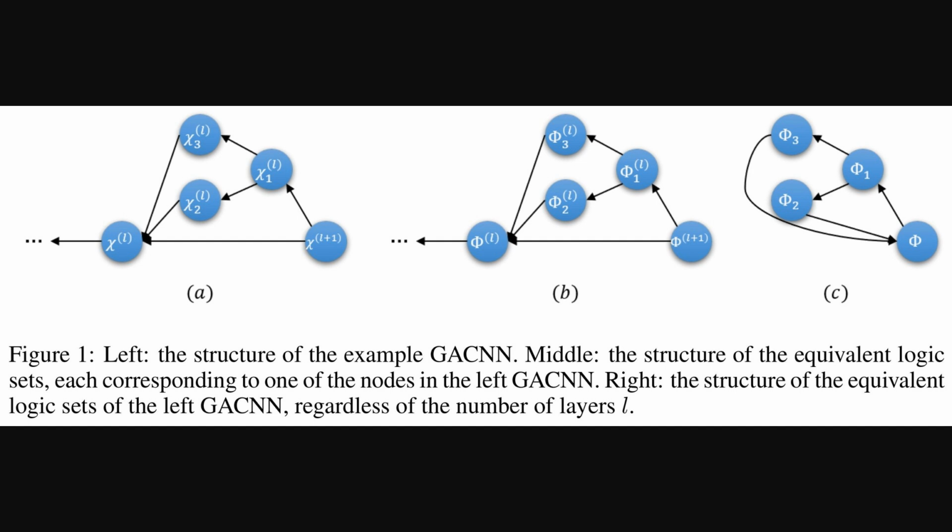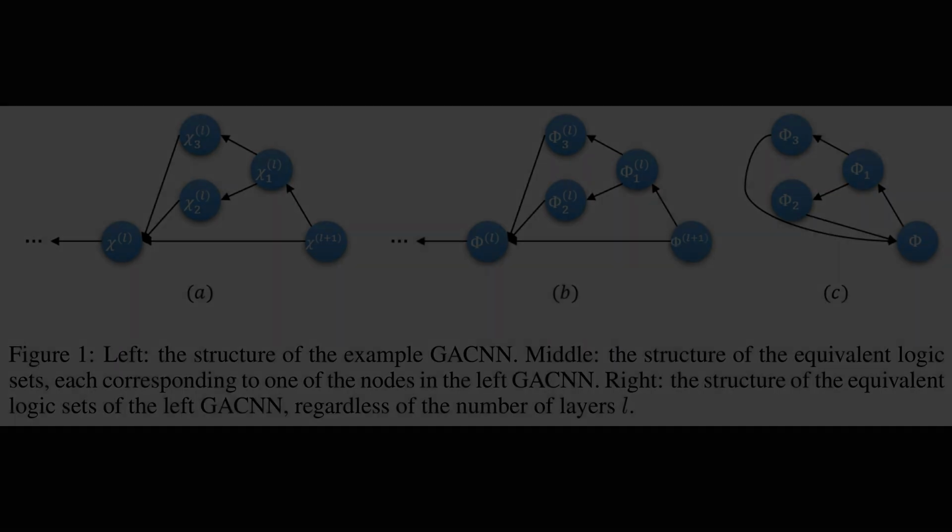Next, Part B illustrates the, quote, equivalent logic sets. An equivalent logic set is a collection of statements using first-order logic with counting quantifiers. This specific logic allows for precise descriptions of graph patterns the GACNN can identify. Finally, Part C shows the overall structure of these logic sets, independent of layer count, representing the GNN's complete expressive capability.